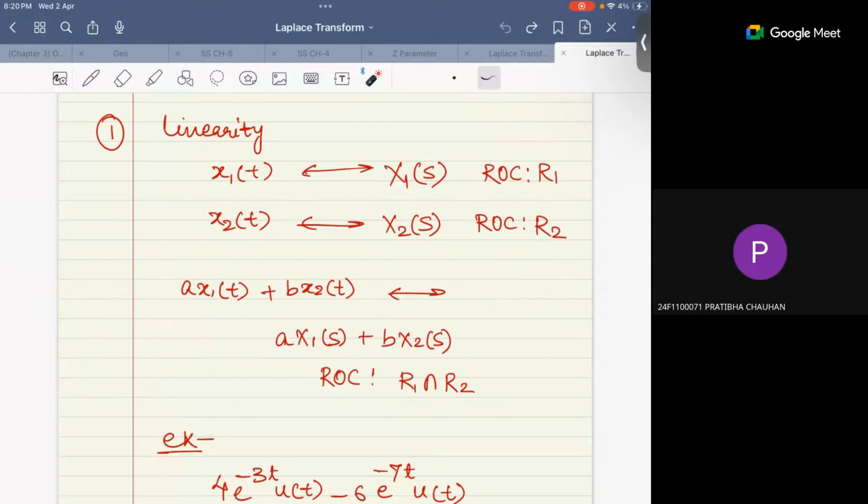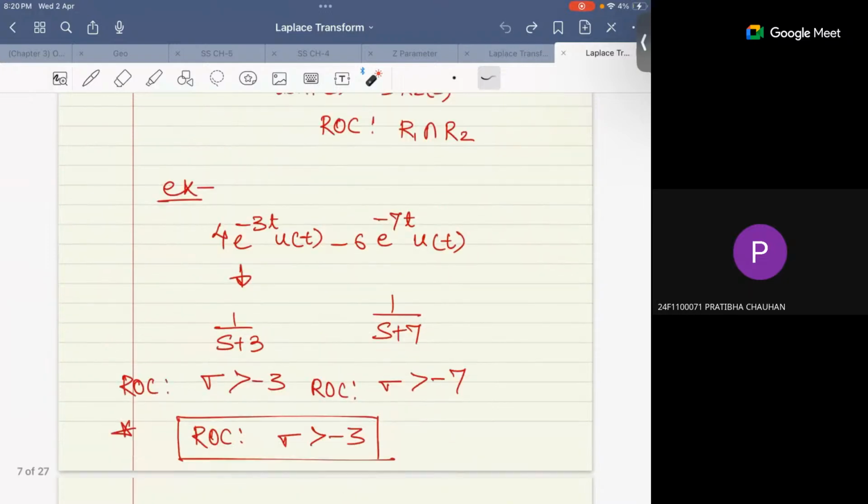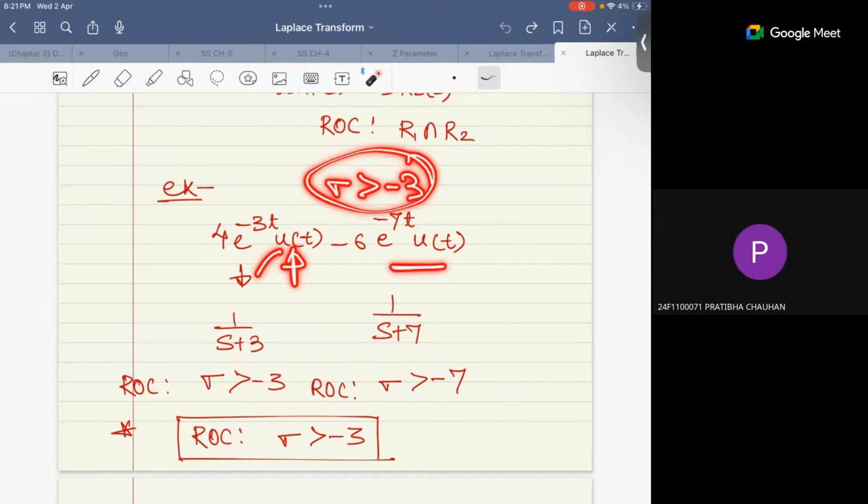Now similarly, let's deal with an example: 4 times e to the power minus 3t u(t) minus 6 times e to the power minus 7t u(t). You already know that for e to the power minus 3t, minus 3 is the pole, so s equals minus 3 is the pole. What will be the ROC? I told you, this is a right-handed signal, so sigma greater than minus 3. This will be the ROC for the first case. Similarly, for the second case, it will be sigma greater than minus 7. If you have sigma greater than minus 3 and sigma greater than minus 7, what will be the ROC?